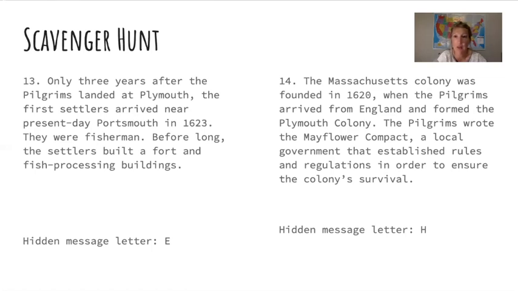And last one, number 14. The Massachusetts colony was founded in 1620. When the Pilgrims arrived from England and formed the Plymouth colony, the Pilgrims wrote the Mayflower Compact, a local government that established rules and regulations in order to ensure the colony's survival. So it was like the rules that the people followed, like we have laws. That's what the Mayflower Compact was. Hidden message letter H.